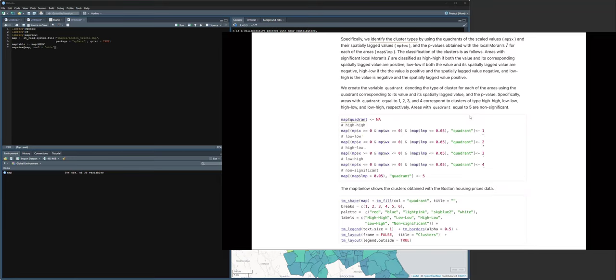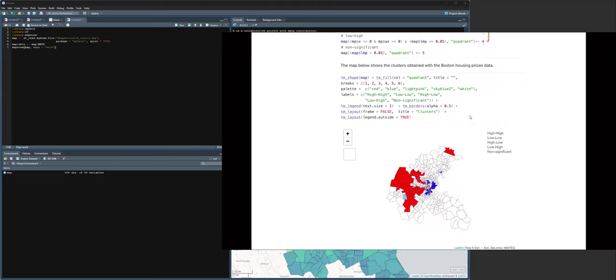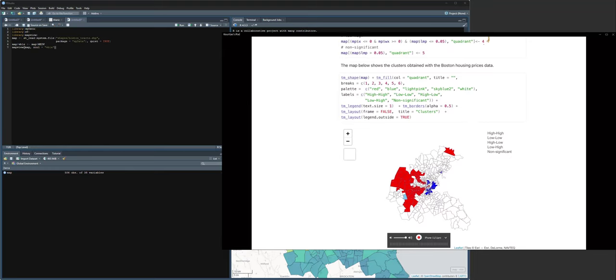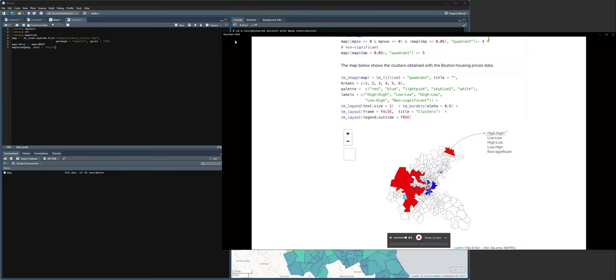We can try to categorize those things based on their value and then testing the p-values. And then we can try to do the mapping with those labels in here. Let me check the map. Okay, so this map shows that this red one actually has the high value. That means in this area, when we look at its neighbors in terms of the median housing prices, that area also has very high housing prices, and its neighbor also has high housing prices.